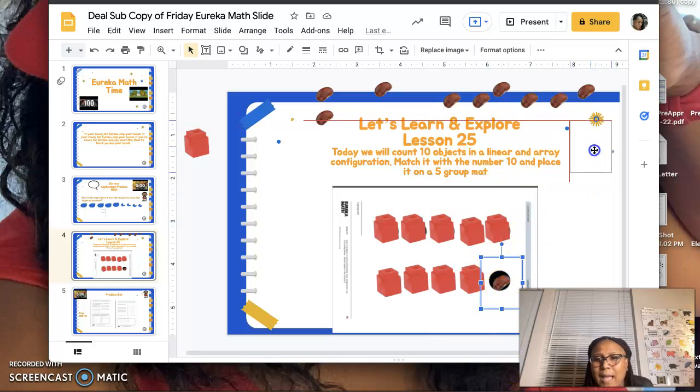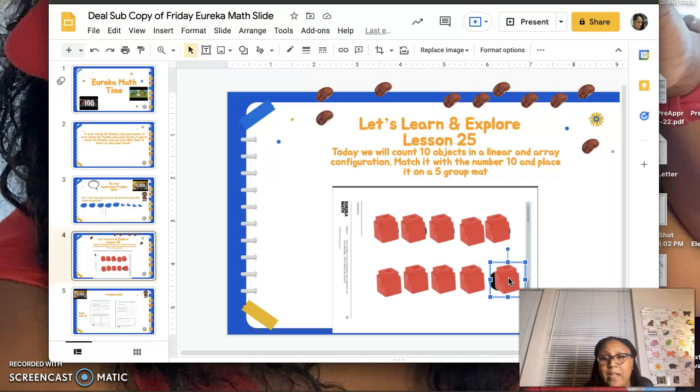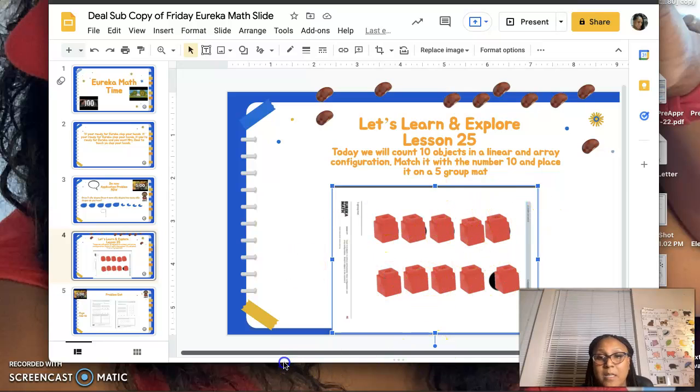Bye-bye, Mr. Bean. I have no more beans on my mat. And I am replacing him with a cube. How many cubes do I have on my 5 group mat? I have 10 cubes on my 5 group mat. So it doesn't matter if you use beans. It doesn't matter if you use cubes. I still have 2 groups of 5 to equal a total of 10 cubes on my 5 group mat. 5 at the top, 5 at the bottom. Awesome. Which makes us have 10.